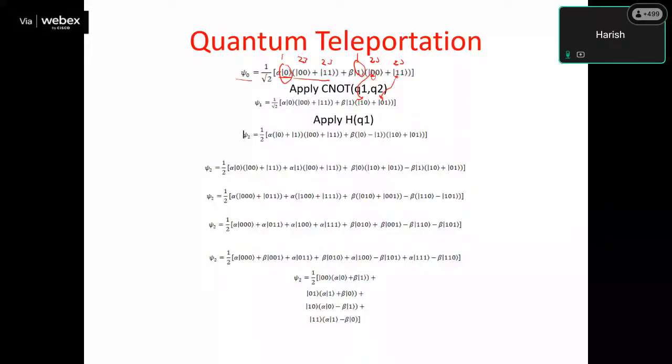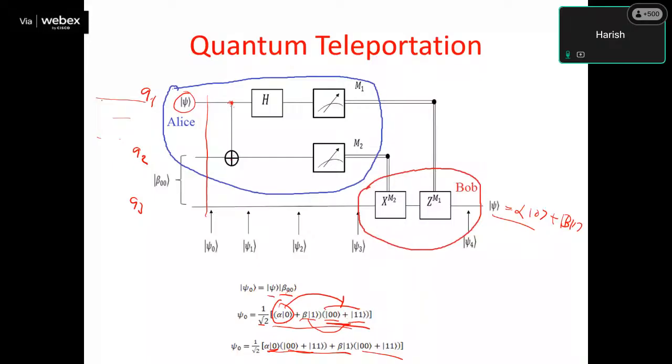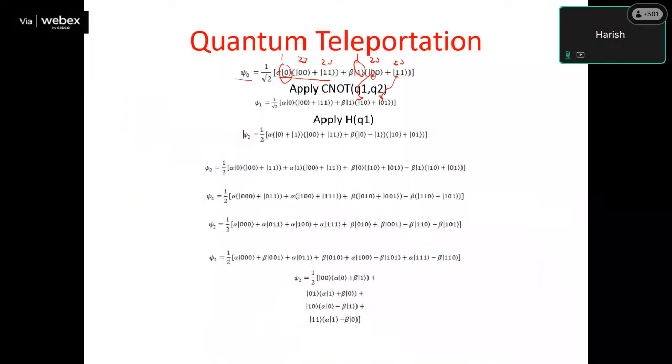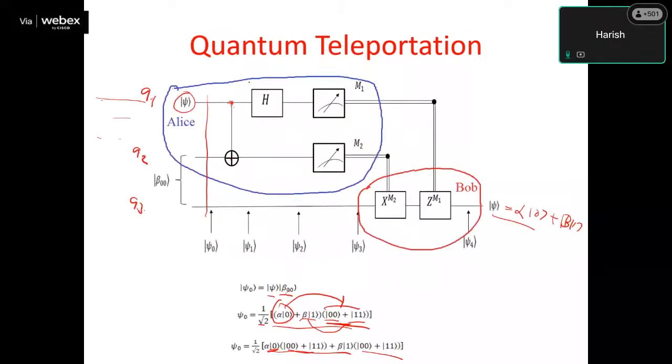Since this gate is applied from the first qubit to the second qubit, it has nothing to do with the third qubit. And you know that the third qubit, Q3, is with Bob. So Alice cannot perform anything on Q3. Q3 will remain the same till Bob applies something on it. So Alice has applied the control NOT gate from the first qubit to the second qubit, and both Q1 and Q2 are in her possession. On this application of the CNOT, she gets psi 1. So at this point we have derived psi 1.